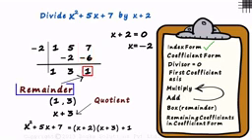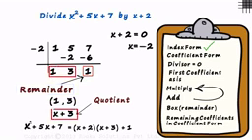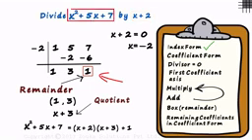The last term becomes the remainder. Writing these two coefficients in index form gives us the quotient. And yes, the remainder of 1 also tells us that x plus 2 is not a factor of the polynomial.